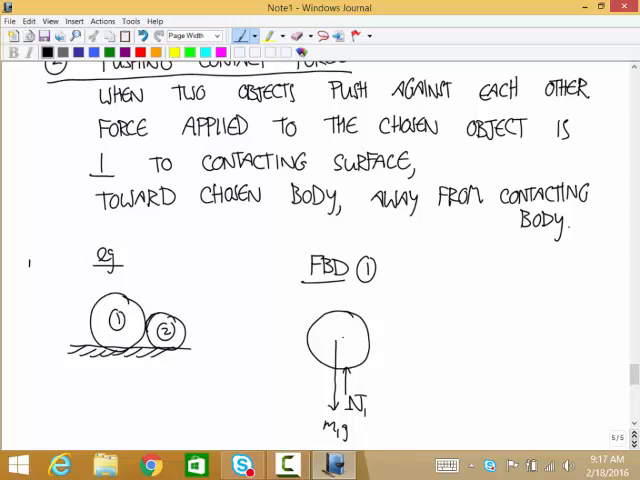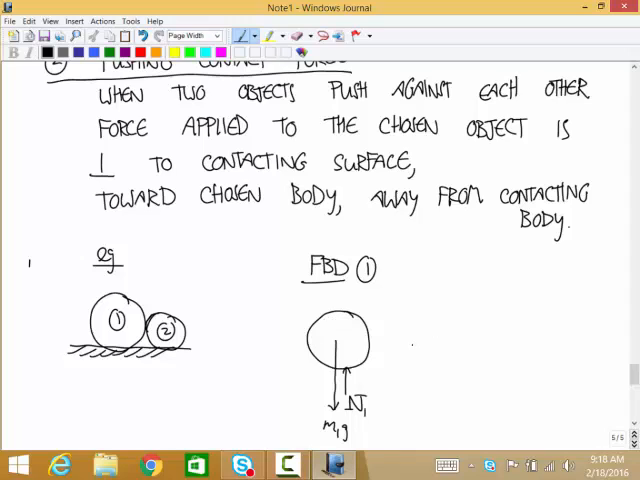That's right. And that's perpendicular. So let's think for a second about the direction. I kind of glossed over that. So this normal force is the contacting surface you can think of as the floor. Okay? So this force vector applied to this ball is going to be perpendicular to the floor, and it's going to be toward the chosen body, away from the contacting body. The chosen body is ball 1. The contacting body is the floor, so it's perpendicular to the floor, toward the ball, away from the floor. So that's how we got that direction.